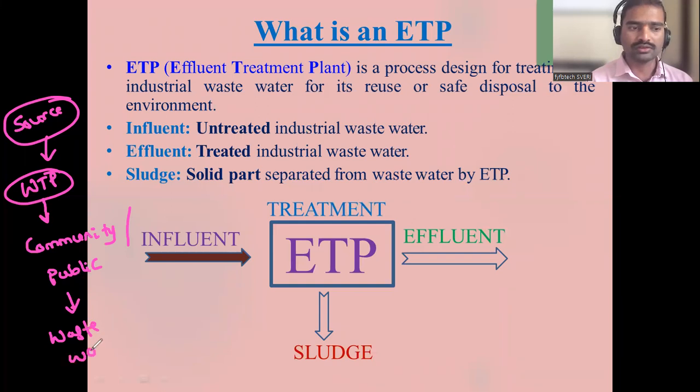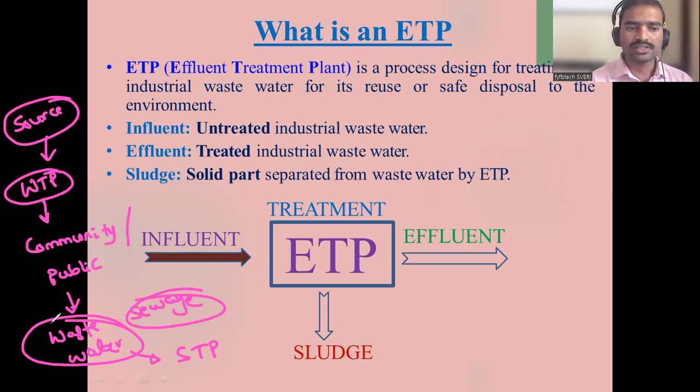So you should know how to treat this wastewater. That is nothing but STP. This wastewater is also called sewage. What is STP? STP is sewage treatment plant. When the waste comes from the city or public, it is called wastewater or sewage water.